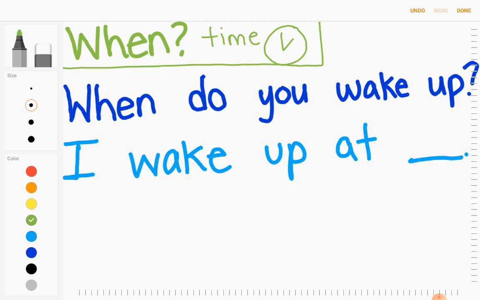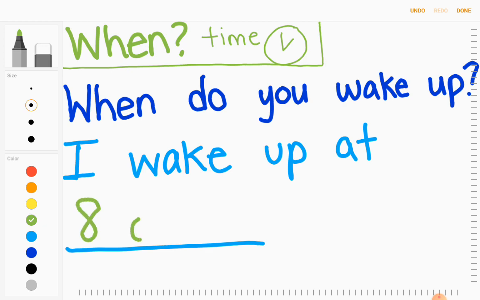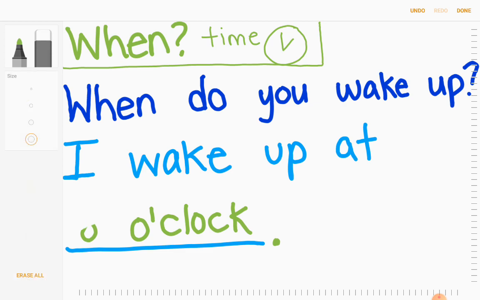So if you wake up at 8 o'clock, you could put 8 a.m. Or if you needed more space, you could go down here and you could say 8 o'clock. What do you put at the end of your sentence? A period. So, when do you wake up? I wake up at, and you might not wake up at 8, so make sure you fill this in to what time you wake up. If you wake up at 6 o'clock, you could put 6 o'clock. If you wake up at 12 in the afternoon, that's okay. You just put 12 o'clock.